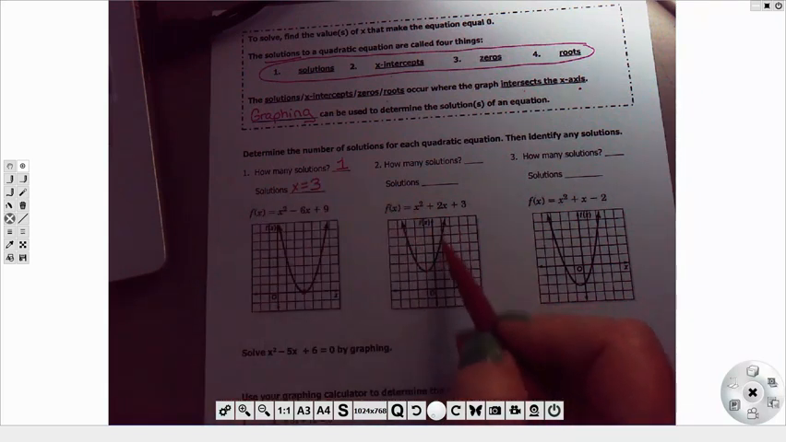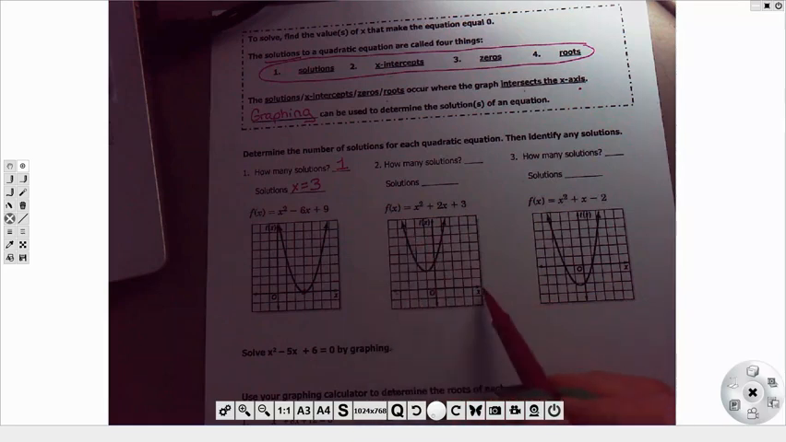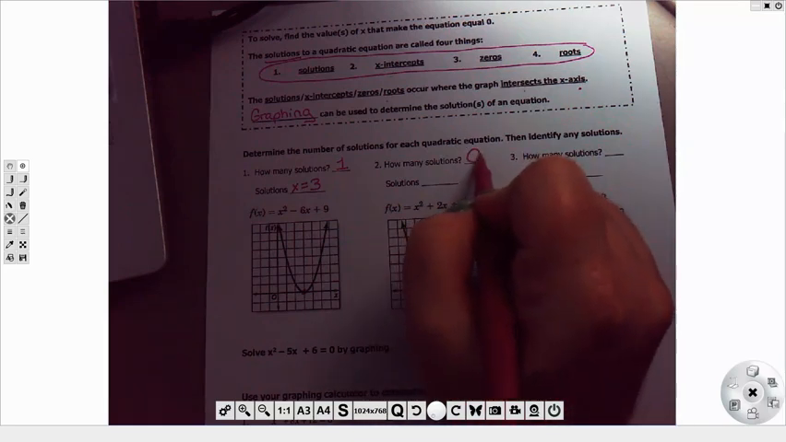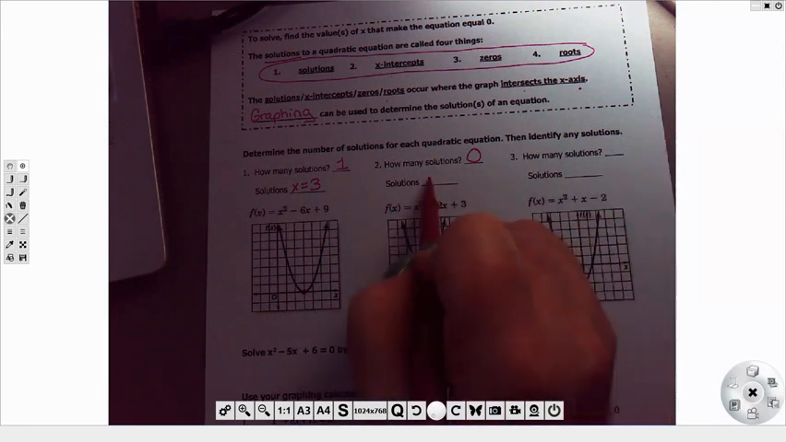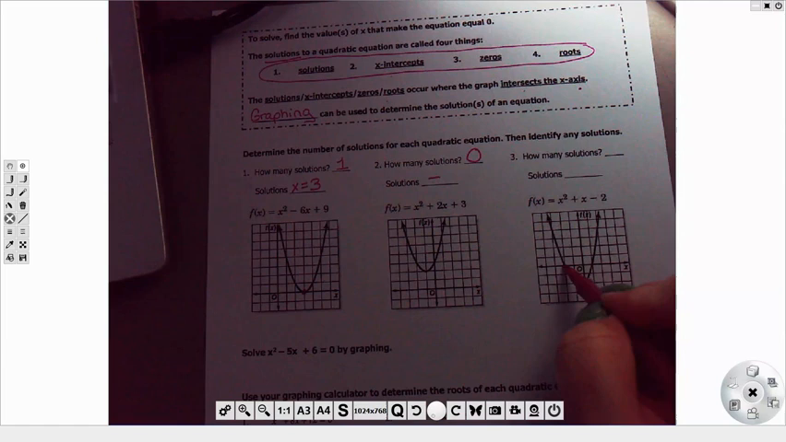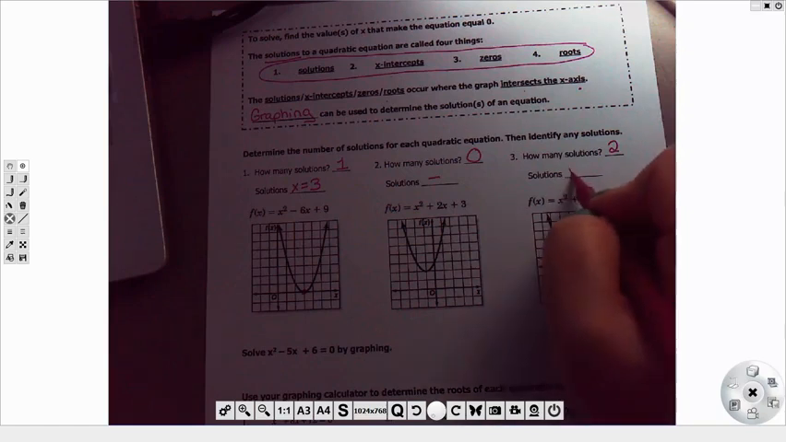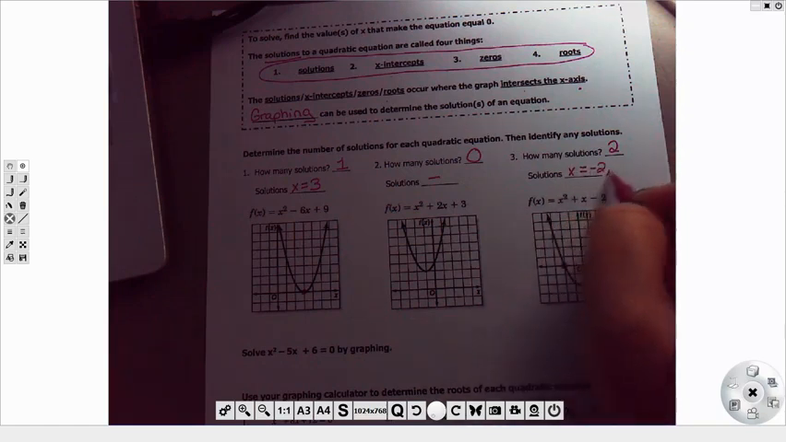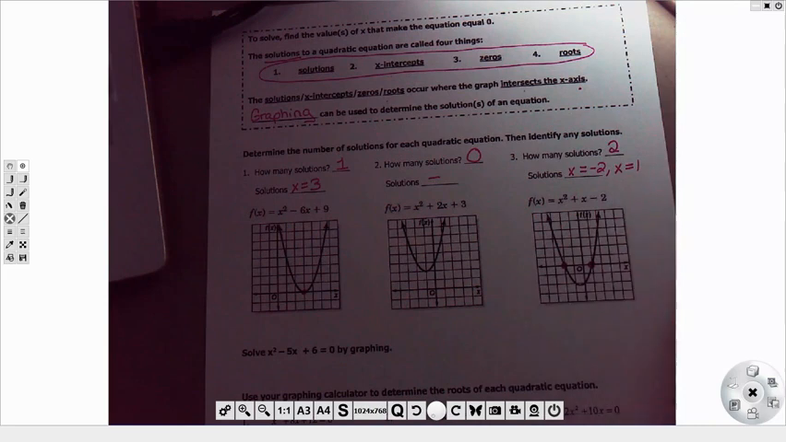This graph doesn't come near my x-intercepts, so it has 0 solutions. On this one, it crosses twice. So it has 2 solutions where we would say x equals -2 and x equals 1.